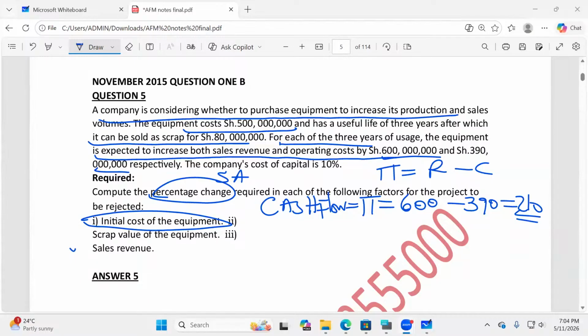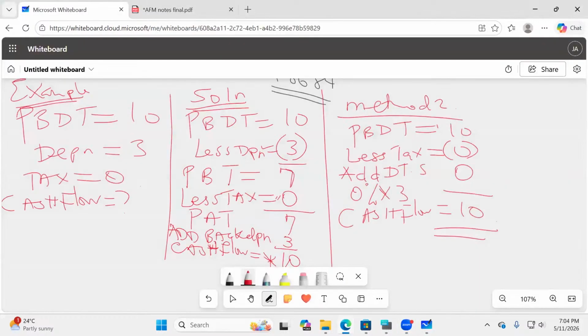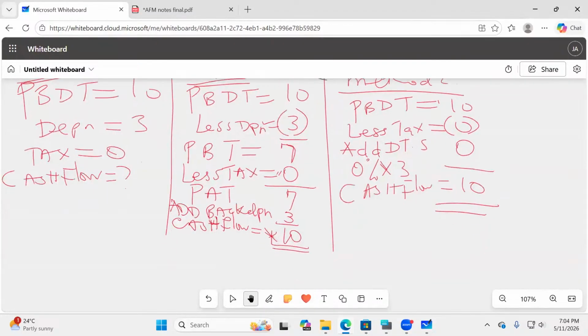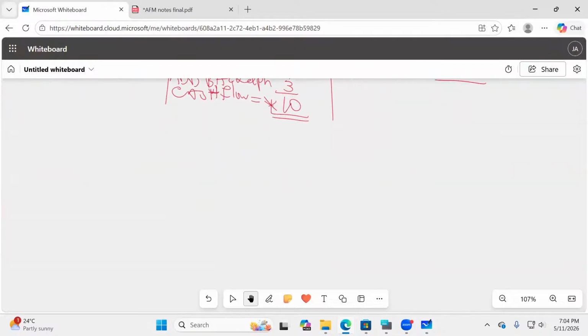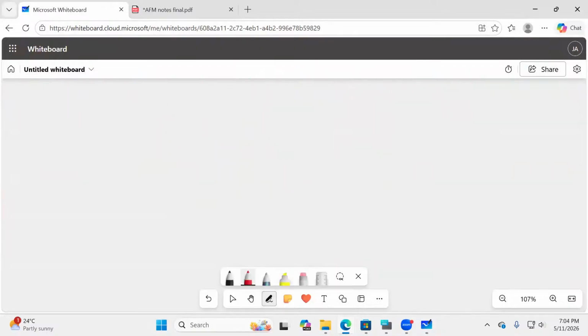The very first thing you're supposed to do whenever you see an examiner telling you to carry out sensitivity analysis is to compute the net present value of the project. So compute the NPV of the project.